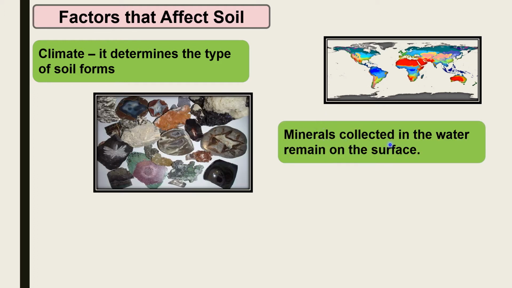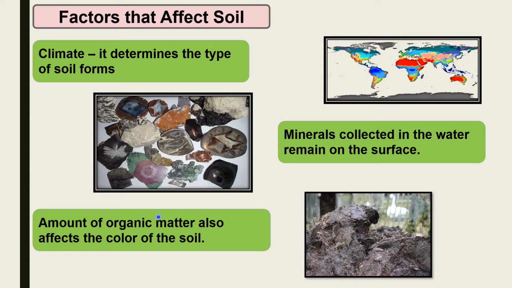Next, the minerals collected in the water remain on the surface. So as you can see, these are the samples of microscopic minerals. And last, the amount of organic matter also affects the color of soil.